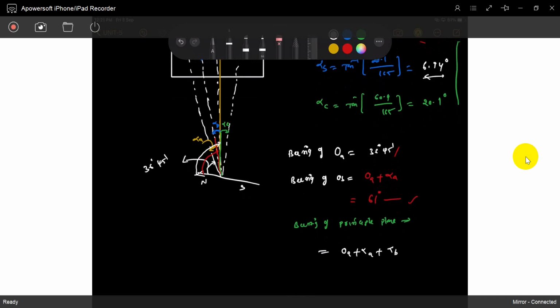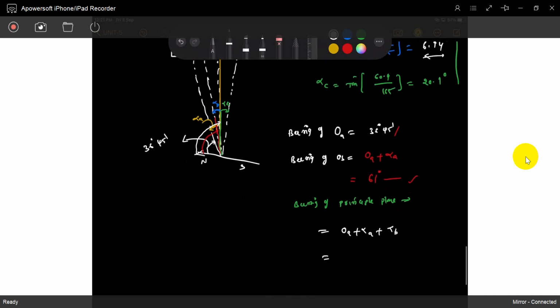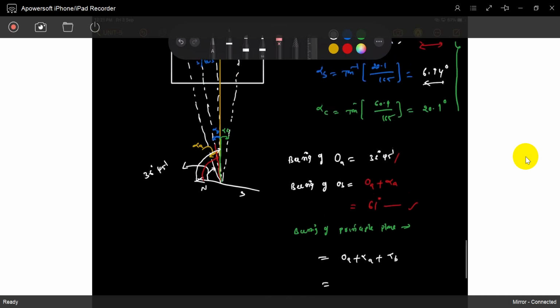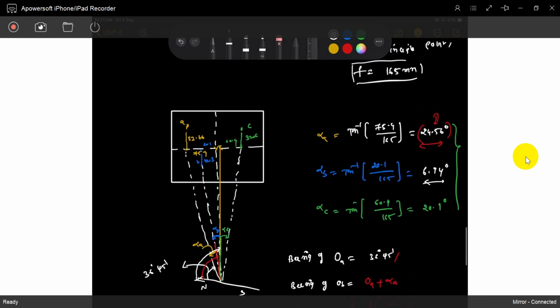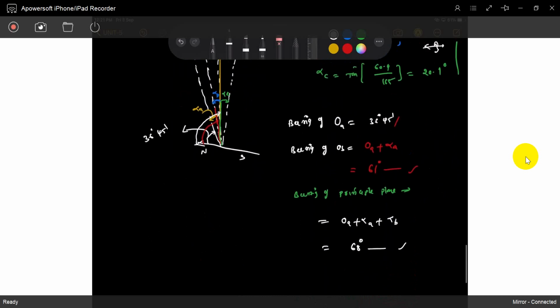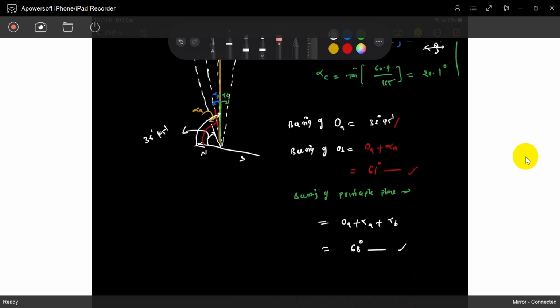So 61, 67, 68 degrees something minutes will come. Just add it, and convert into degrees and minutes. 0.9 degrees, almost 56 or 57 minutes will come. That's it.